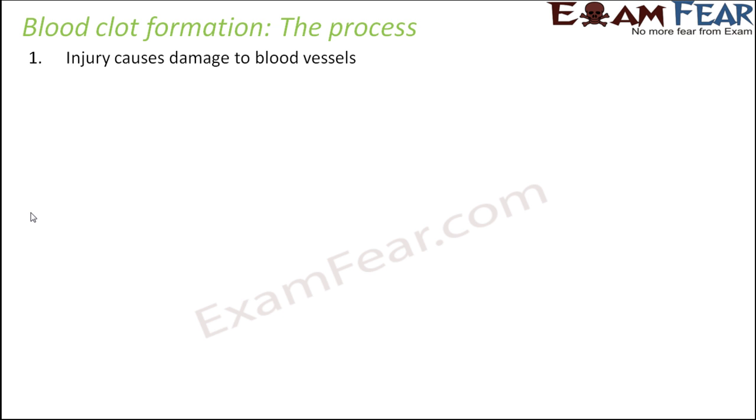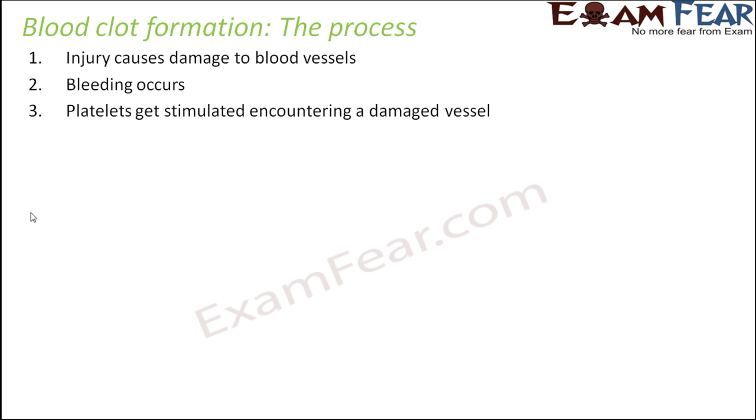So whenever there is an injury which causes bleeding, that happens due to damage to the blood vessels, because there are blood vessels inside our body which are carrying blood. So when those blood vessels get injured, only then bleeding takes place. Now, when the blood vessels get damaged, bleeding starts. Now, how to stop the bleeding?